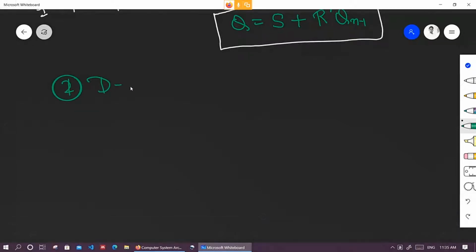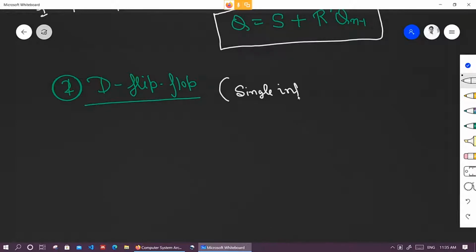D flip flop. D flip flop is having a single input line, single input. And what it has done, it has created, let me draw the circuit first, then you get the idea.